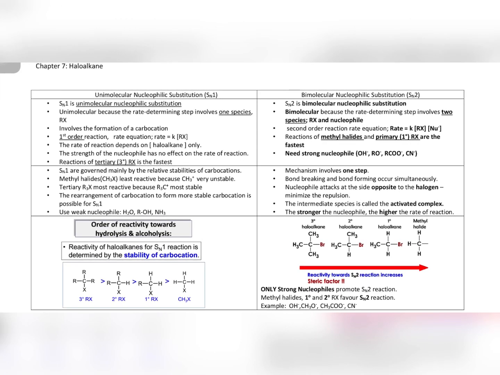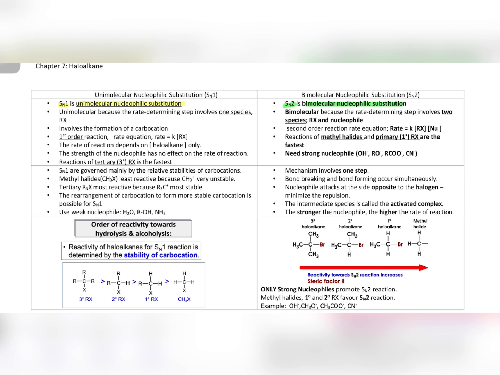So hari ni kita akan tengok untuk video ni SN1 dengan SN2 mechanism. So apa tu SN1 dengan SN2? Kita akan tengok in detail. So SN1 adalah unimolecular nucleophilic substitution. SN2 pula adalah bimolecular nucleophilic substitution.